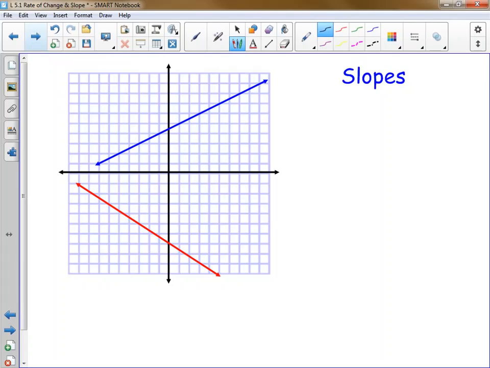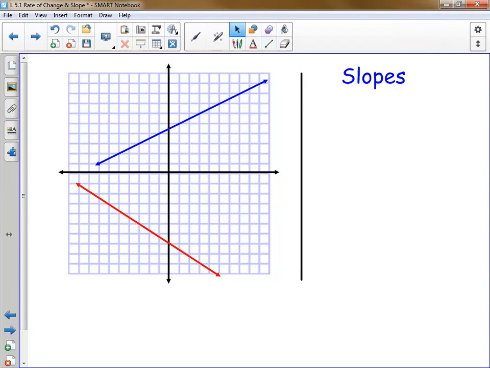Now if you look at any given line, it has a slope, and you can tell by looking at the slope of the line whether it's positive or negative. You don't have to calculate the slope to know whether or not this blue line has a positive slope or whether it has a negative slope. Here's how you tell.